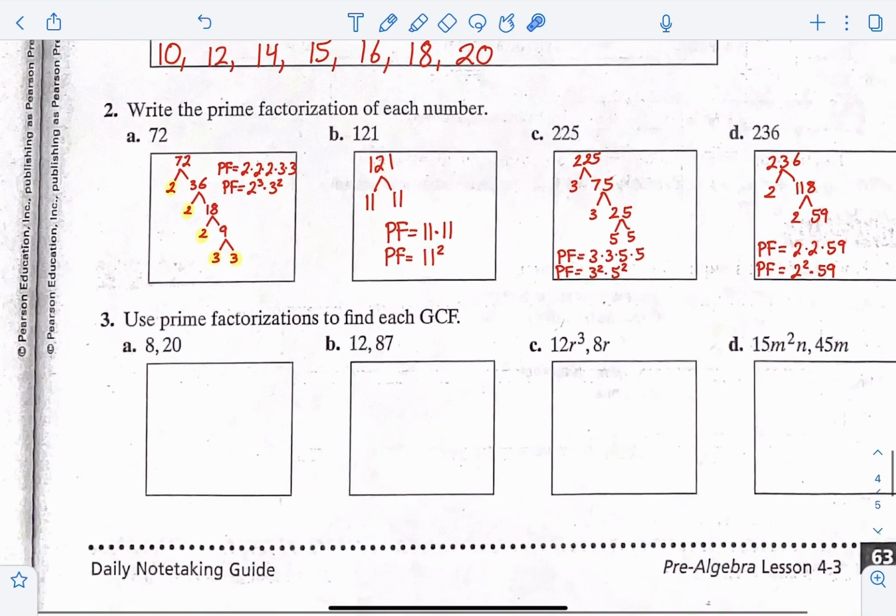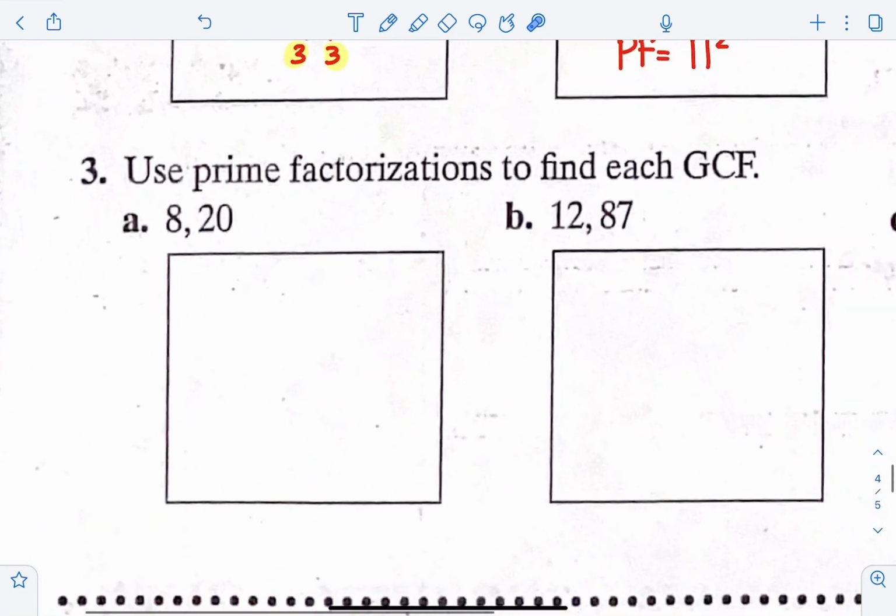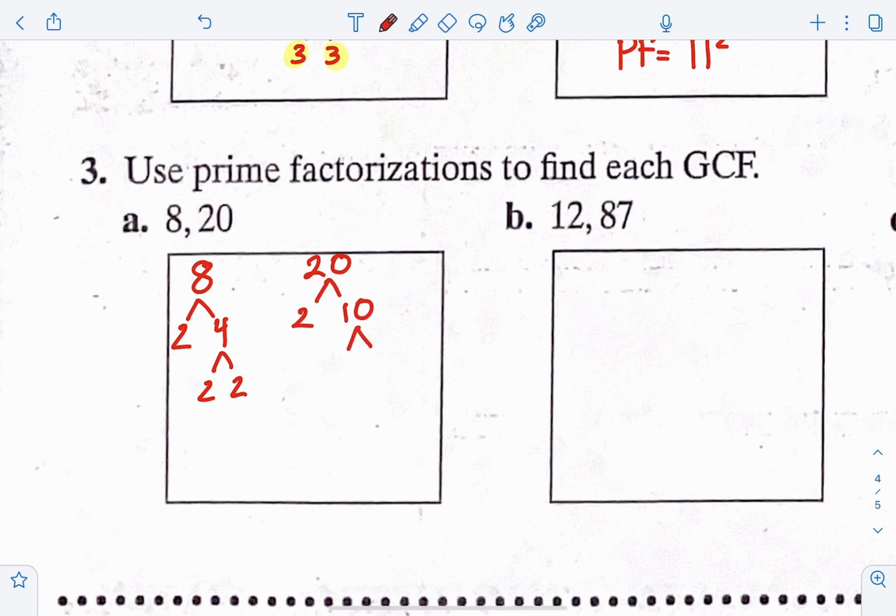I'm going to do A with you, and then you'll do B on your own. So first things first, we got to make a tree. We have 8. Breaks apart to be 2 and 4. 4 breaks apart to be 2 and 2. We have 20. Breaks apart to be 2 and 10. 10 breaks apart to be 2 and 5. Remembering to always start with 2's.